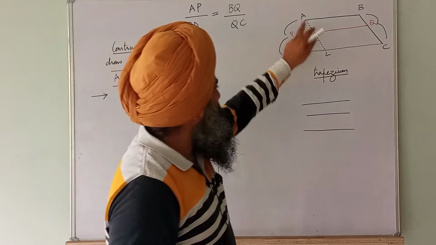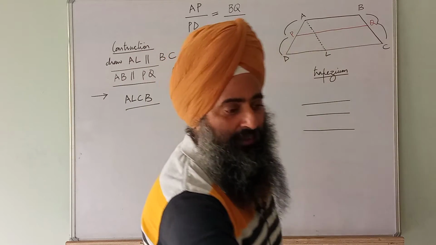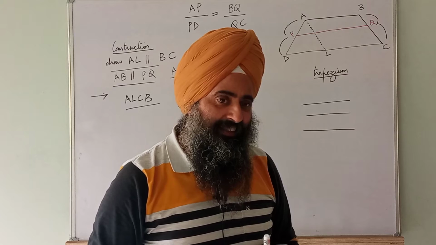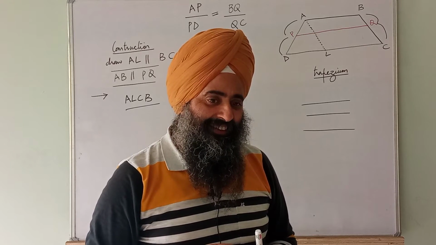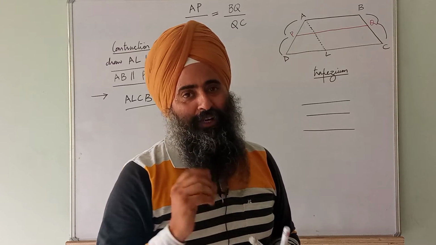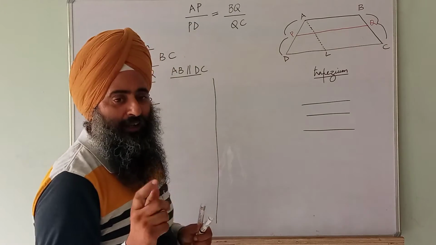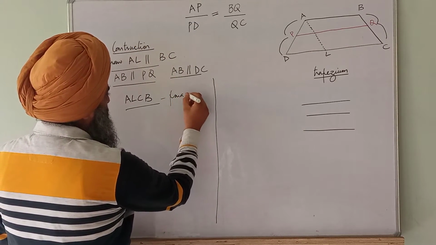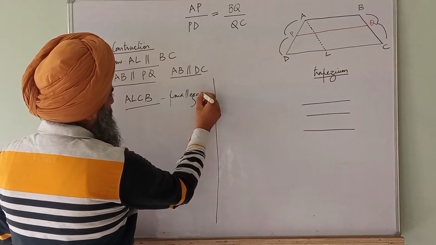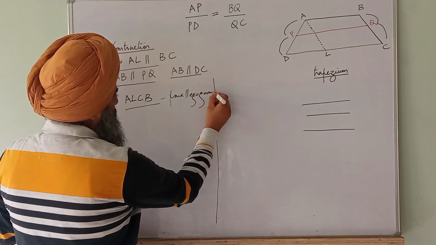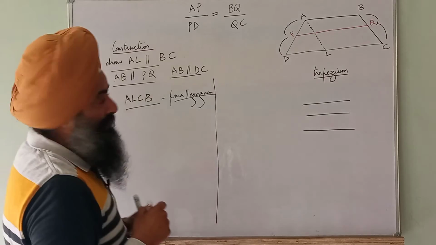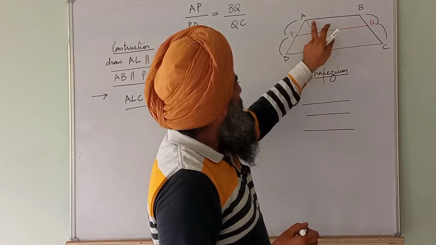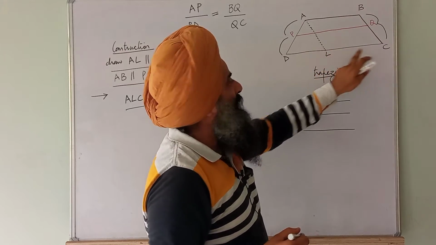What is this shape? Please tell me. Is it a rectangle? No. It's a parallelogram. So this is a parallelogram, because AL is parallel to BC and AB is parallel to LC.